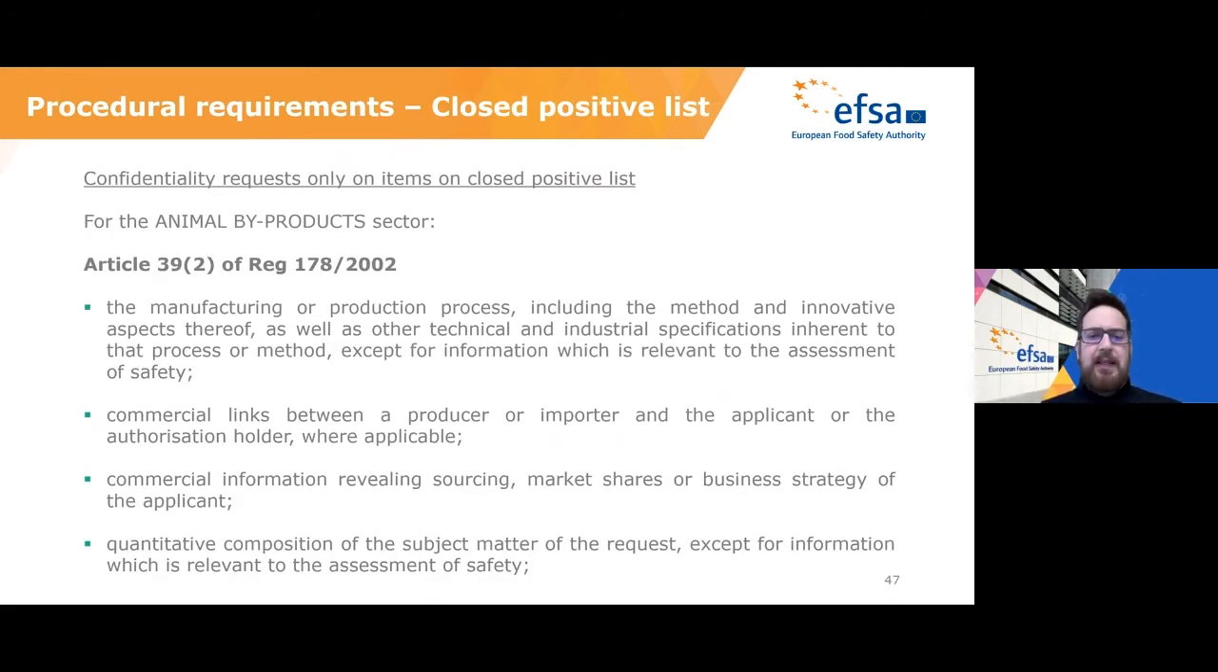The confidentiality requests can only be submitted with regards to specific information items that are included in the closed positive list, which is provided in the annex of EFSA's practical arrangements. So for the animal byproducts sector, this list identifies, with Article 39, paragraph 2 of Regulation 178 of 2002, the General Food Law, the following items: the manufacturing or production process, including the method and innovative aspects thereof, as well as other technical and industrial specifications inherent to that process or method, except for information which is relevant to the assessment of safety. Commercial links between a producer or importer and the applicant or the authorization holder, where applicable.